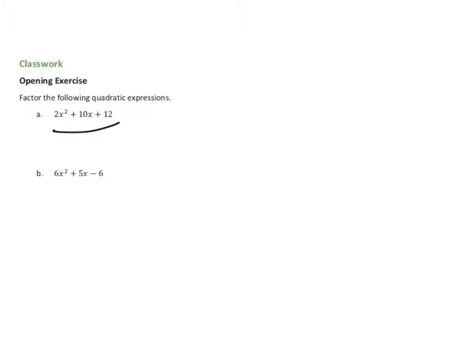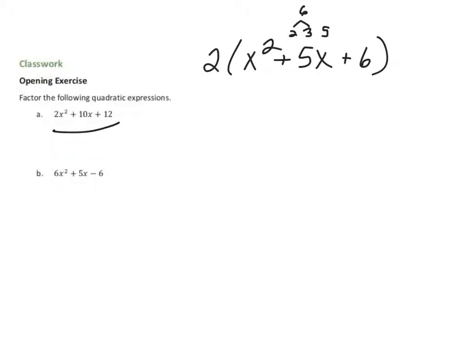If you look at this, it looks like I can factor a 2 out first. I'm left with x squared plus 5x plus 6. Then we want to factor that trinomial into two binomials. I want two things that multiply to 6 and add to 5. Well, 2 times 3 is 6, and 2 plus 3 is 5. So I'm going to split the center term into 2x and 3x.